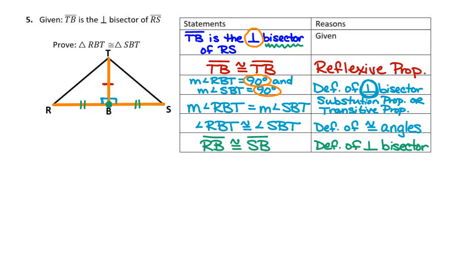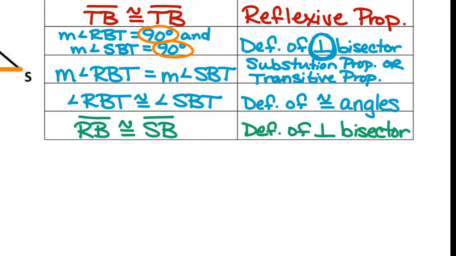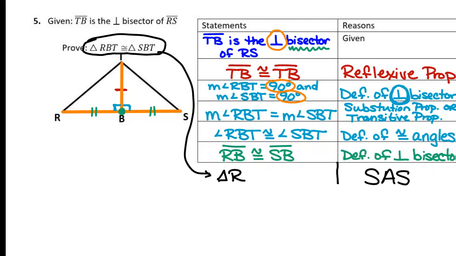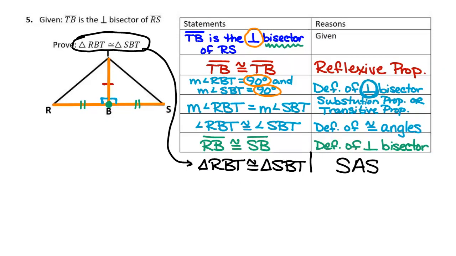Look at the way our triangles are marked up. Do I have enough information to say these two triangles are congruent to each other? Yes. Using which congruence criteria? Side, angle, side. So we're going one line below what it says here. So triangle RBT is congruent to triangle SBT by side, angle, side.